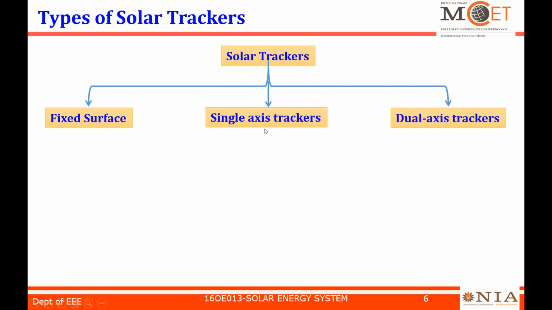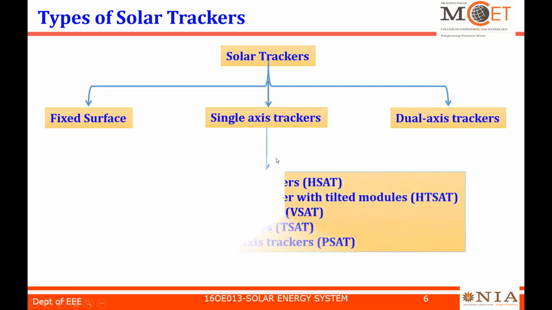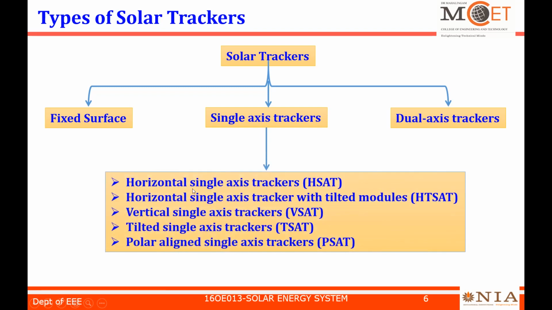Here, the single axis tracking system is further classified into horizontal single axis tracker, horizontal single axis tracker with tilted modules, vertical single axis tracker, tilted single axis tracker, and polar aligned single axis tracker.